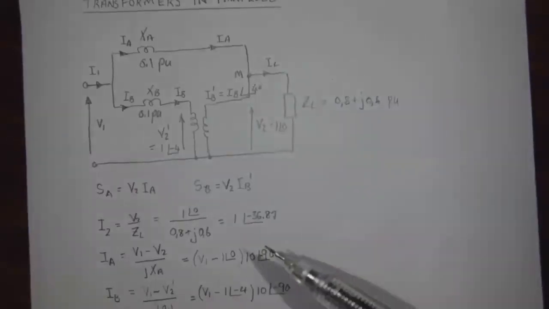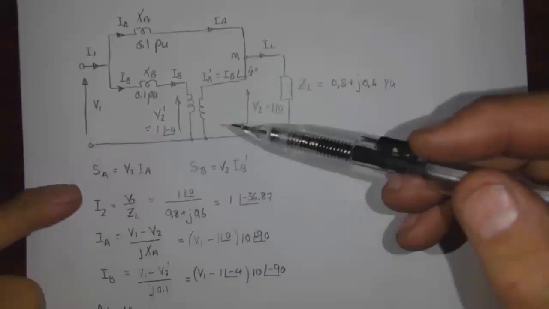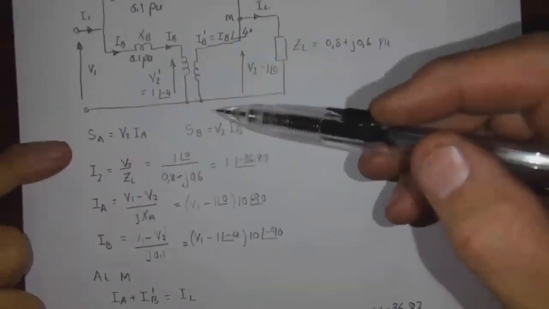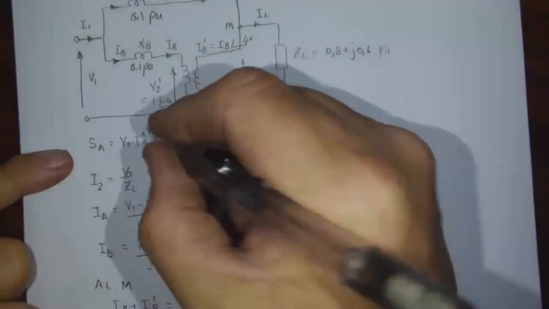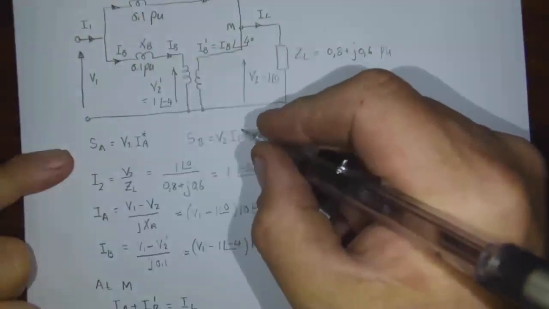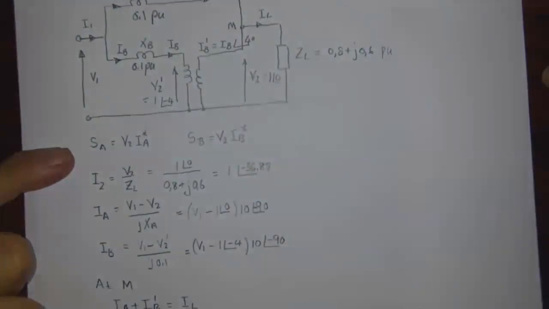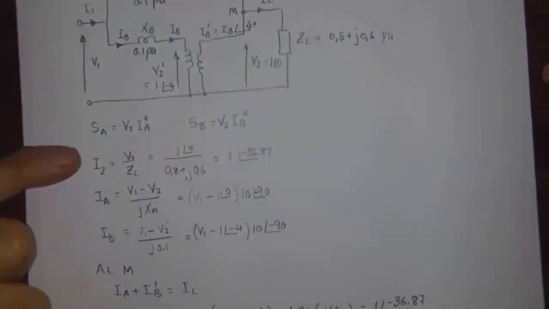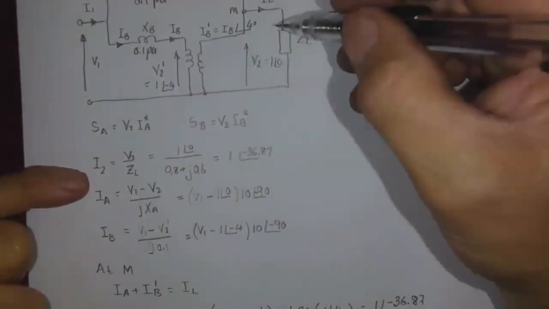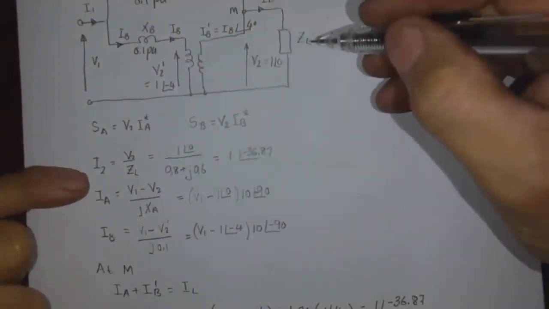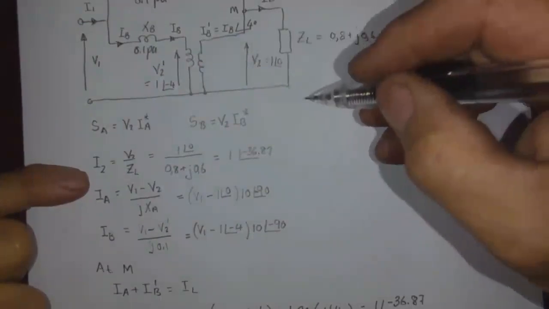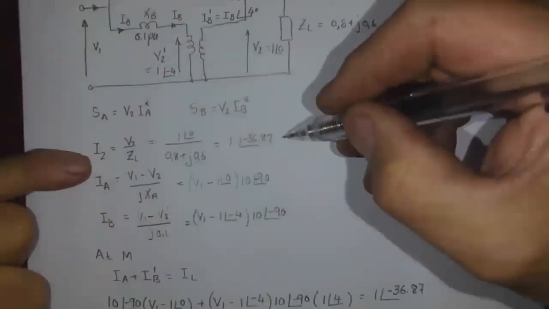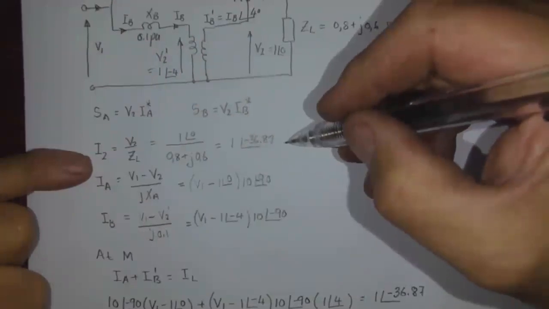And now let's start with our equations. We know that SA is V2 times the conjugate of IA, and SB is the conjugate of V2 times IB. So I2, which is I load, is V2 over Z load. That gives us 1 angle minus 36.87.